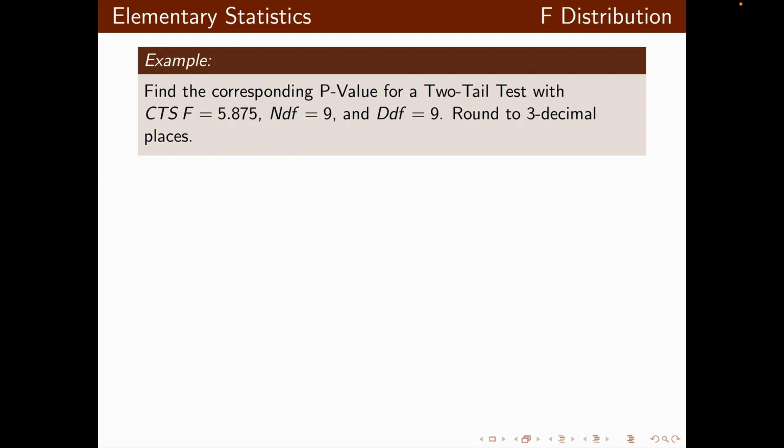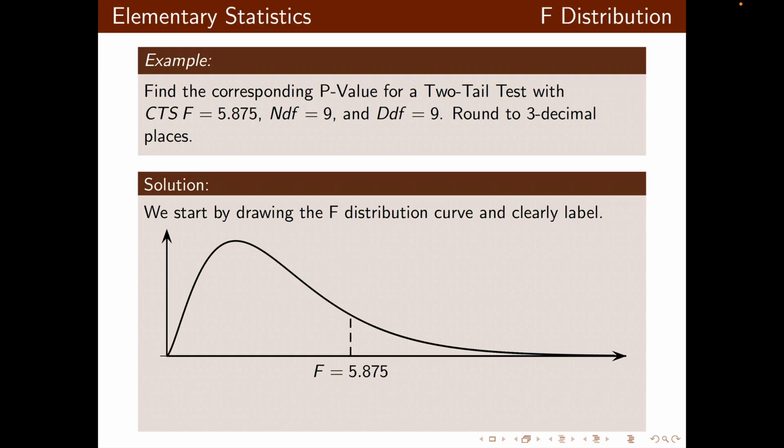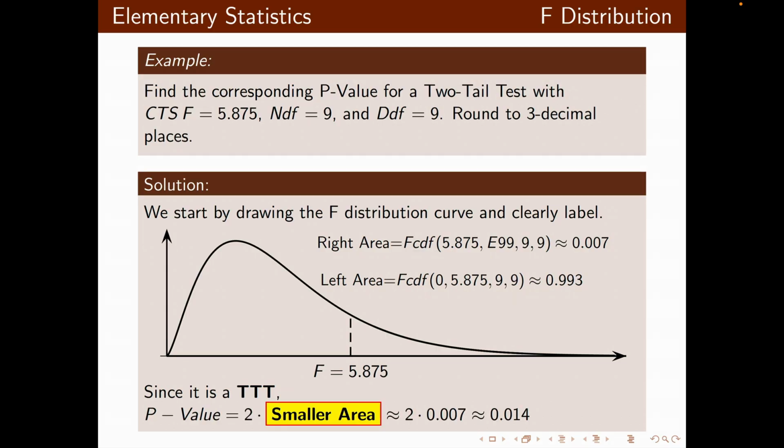Now in this example, the CTS F is 5.875, numerator degrees of freedom 9, denominator degrees of freedom also 9, and we want to round the answer to 3 decimal places. We're going to draw and clearly label. We're going to find the right area. We're going to find the left area. Since this is a two-tailed test, the p-value will be twice the smaller area. In this case, it will be twice 0.007, so the corresponding p-value will be 0.014.